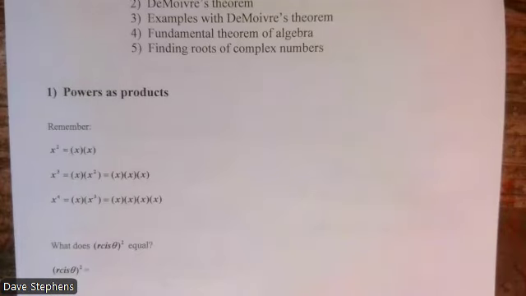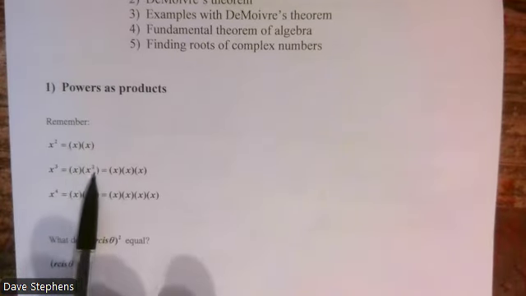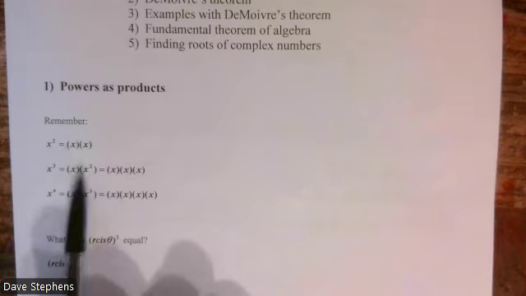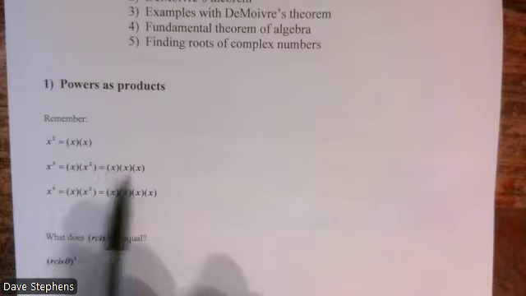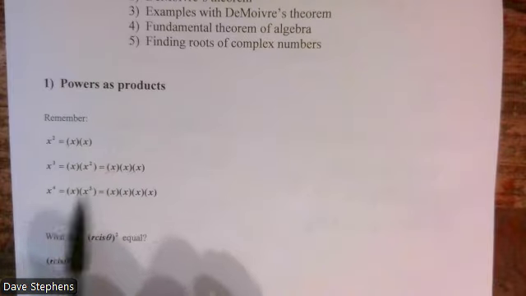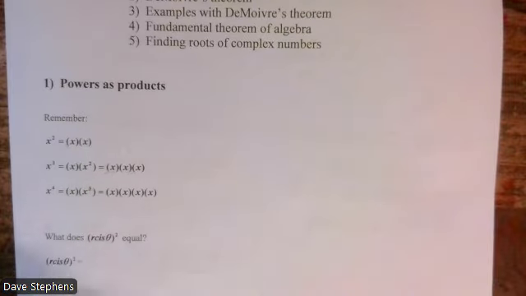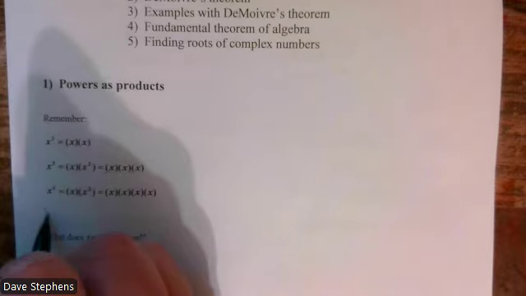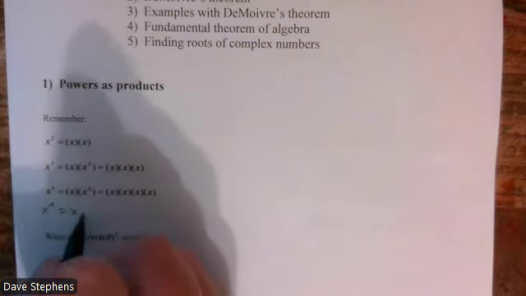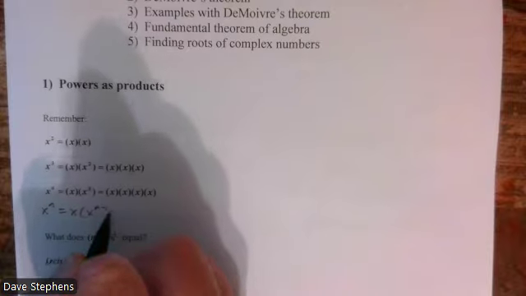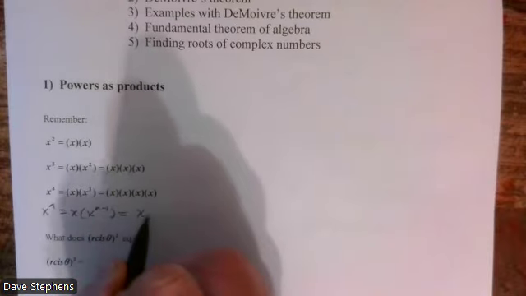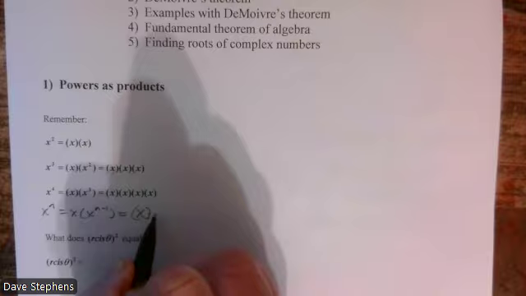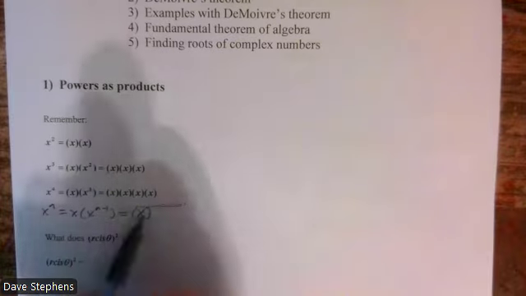So, powers as products. Remember that x squared is x times x. X to the third is x times x squared. So they just broke up one of them, which is x times x times x. They're breaking up one of them every time. So we could say x to the n is x times x to the n minus 1. I'm not going to do all that.